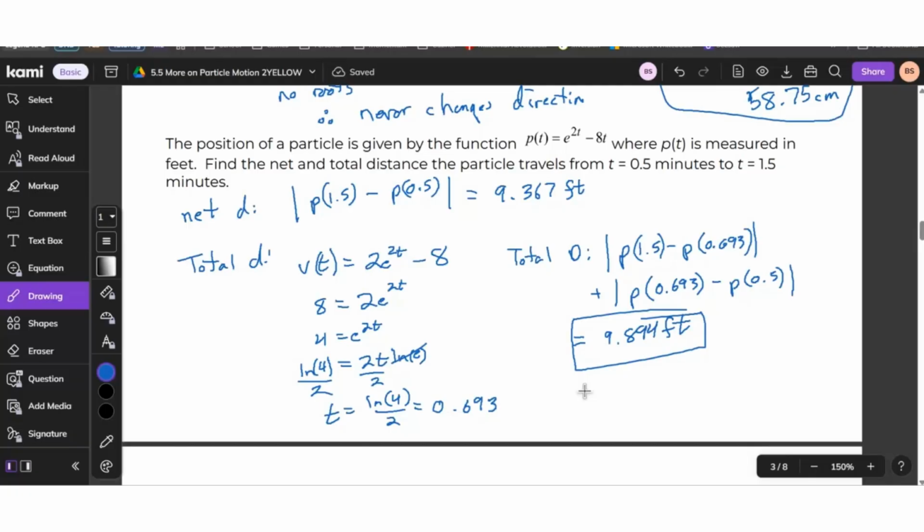What does that mean? That means that some of that distance changed direction and came back a little bit. It was like whoop, and then back.